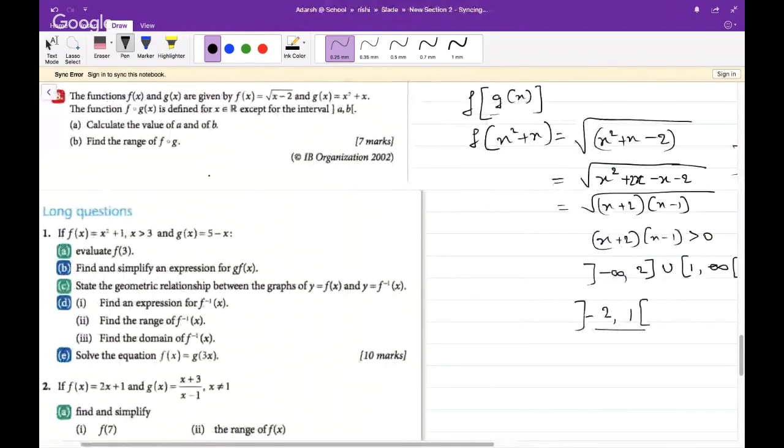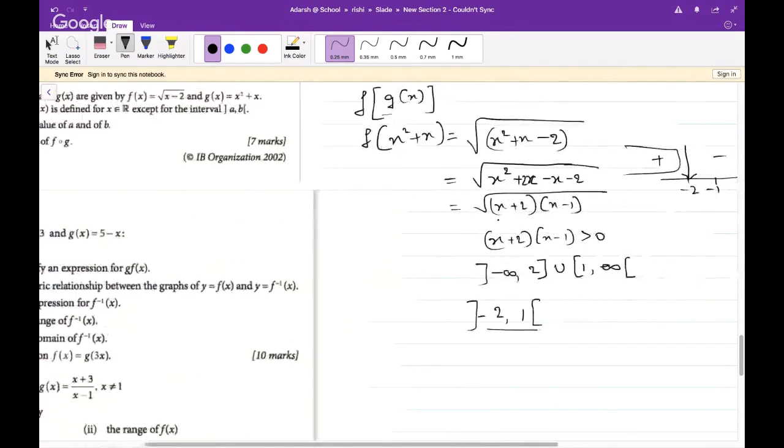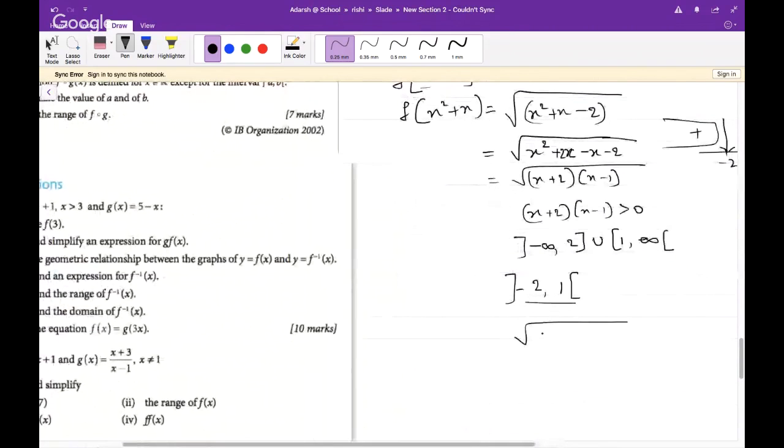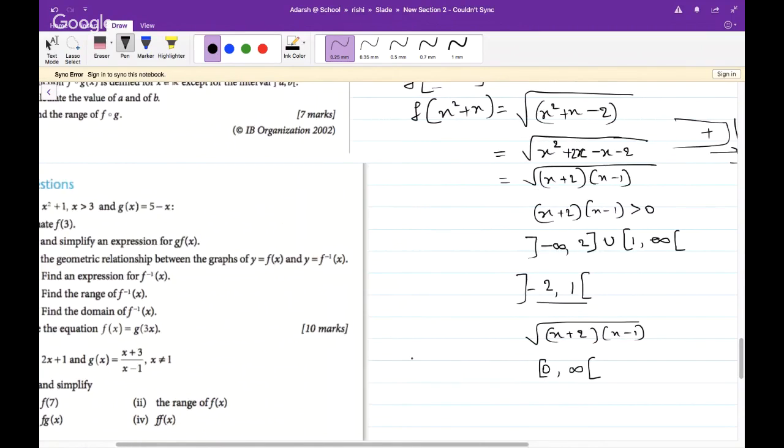Now calculate the values of a and b, minus 2 and 1. Find the range of f of g. So what is the possible output from this? Square root will always give a positive answer, anywhere between 0 to infinity. That is the range of the function of x.